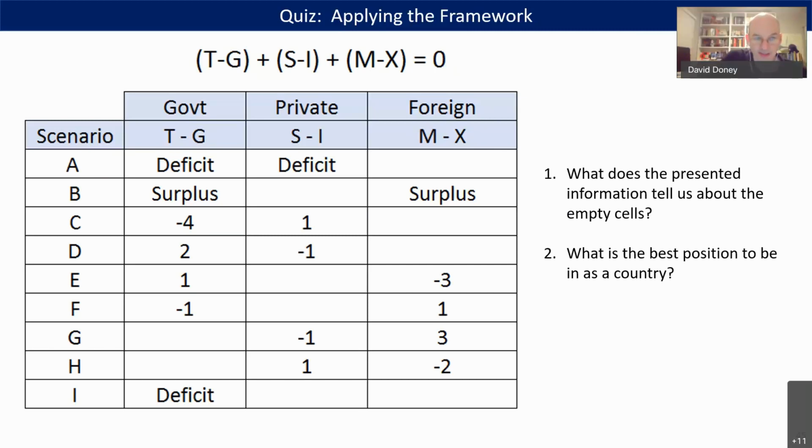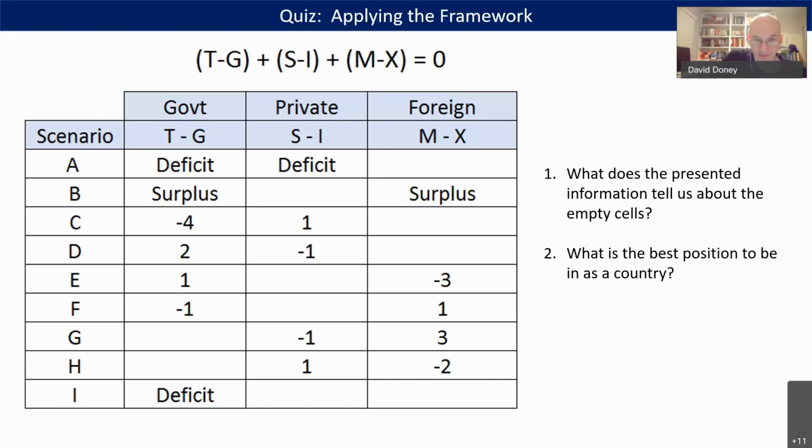And the same for these remaining scenarios. So D, if it's 2 minus 1, what's the foreign? Minus 1. They have to add to zero. So the foreign will be in deficit. 2 minus 1 minus 1. How about scenario E? 1 and minus 3, what does that private sector have to be? Plus 2, so they add to zero. They must add to zero. So plus 1, plus 2, minus 3.